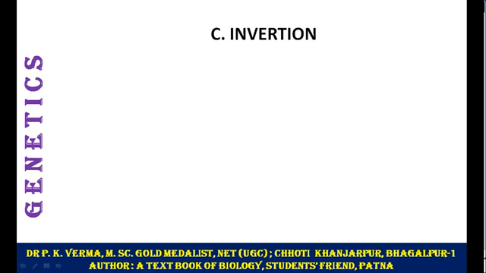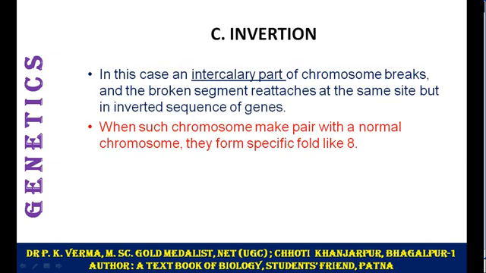Now the third case is inversion. In this case, an intercalary part of chromosome breaks and the broken segment reattaches at the same site, but the sequence of genes is inverted. That is, in place of ABCD, it becomes DCBA. When such a chromosome pairs with a normal chromosome, they form a specific fold such as 8 in English or 4 in Hindi.